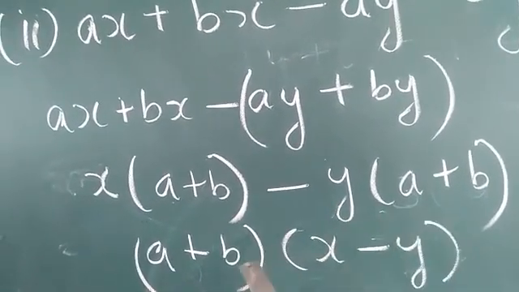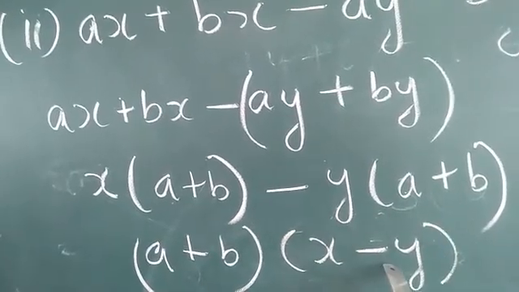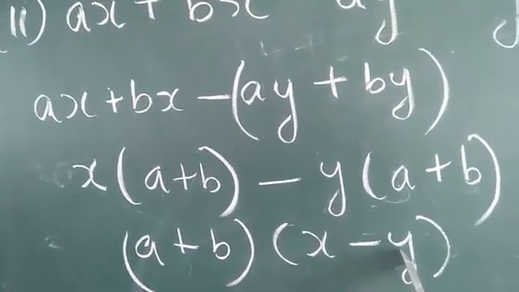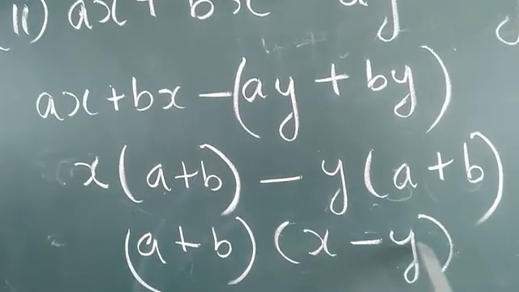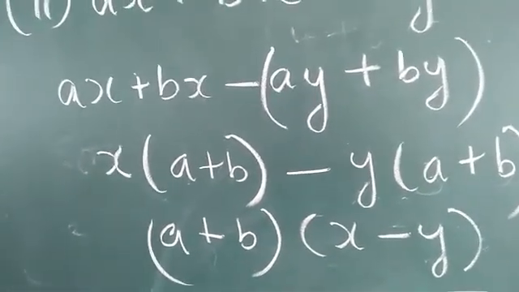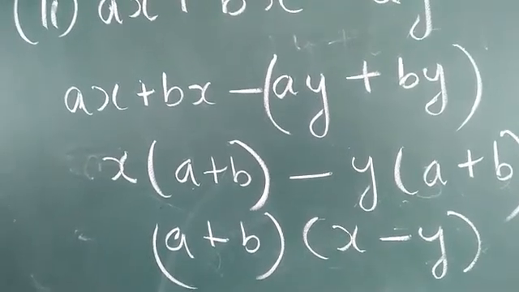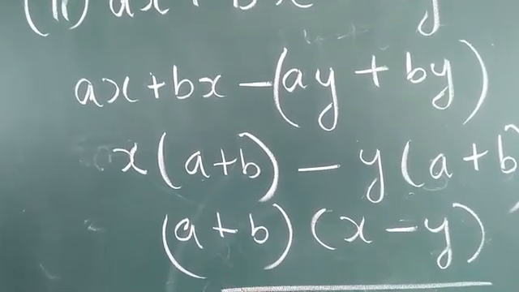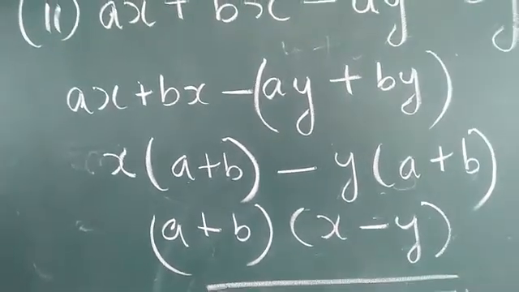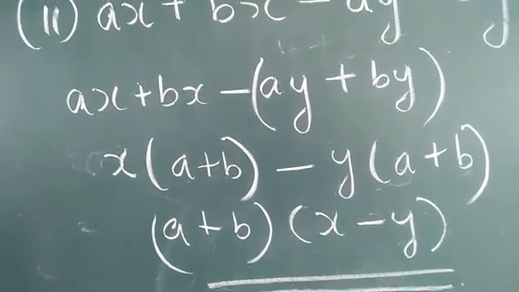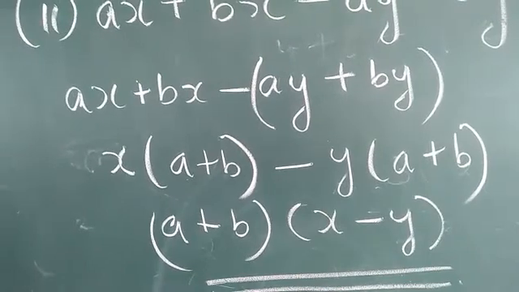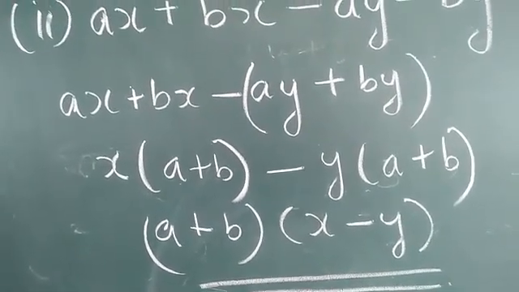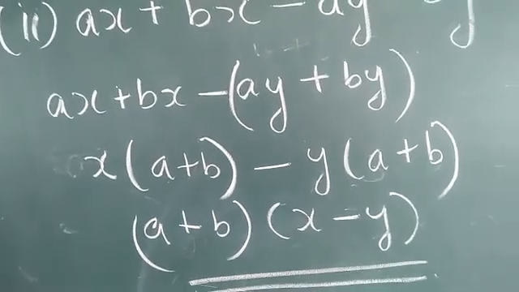A plus b here we written, so remaining here y. Next factor is y. So a plus b into x minus y is the factors. So whenever you are getting a question, you have to observe it well. Then you can rearrange and then you will get the common factor. Then that common factor outside and other remaining terms in the brackets.